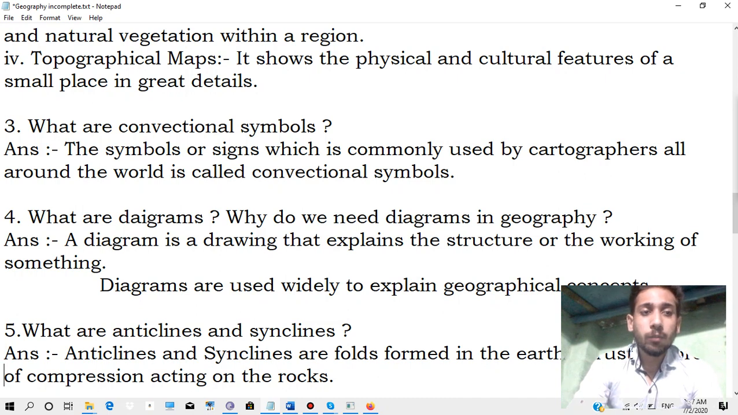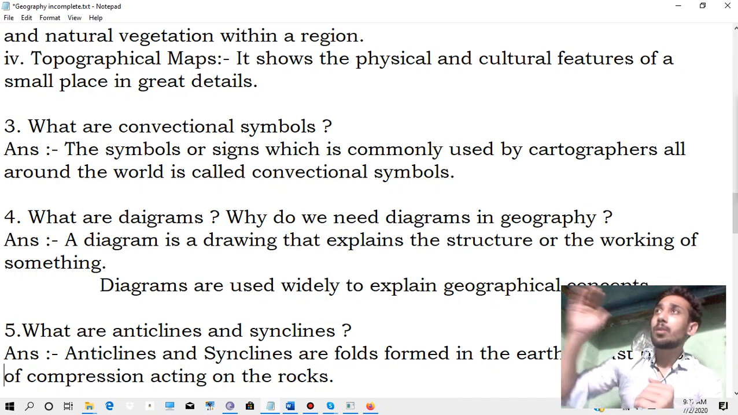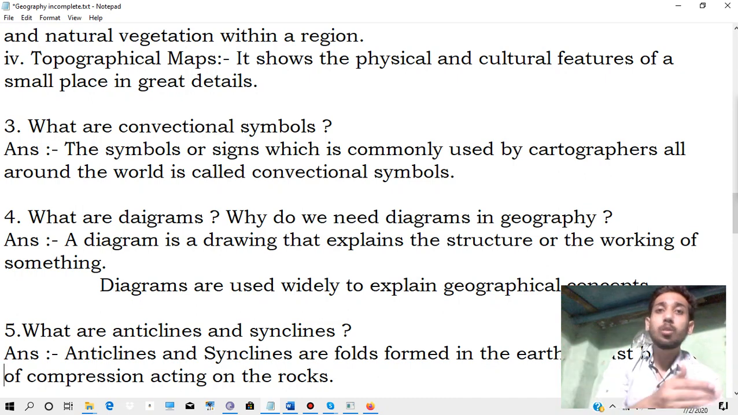Thereafter, question number four is: what are diagrams? Why do we need diagrams in geography? A diagram is basically a drawing which explains the structure or working of something, like how a river flows. I showed you in the previous videos, when I was teaching the mapping the earth lesson, the diagram of the river, how it flows from the Himalayas to the oceans, going through different parts.